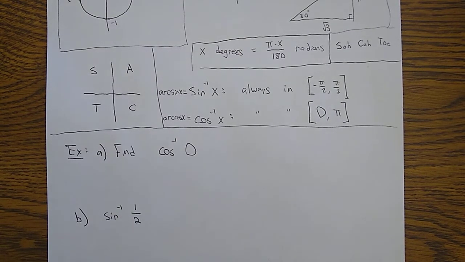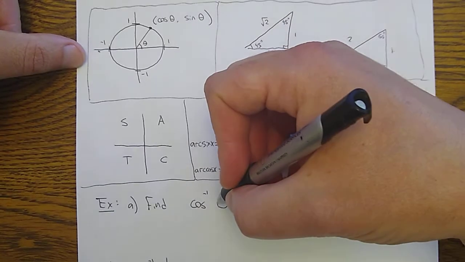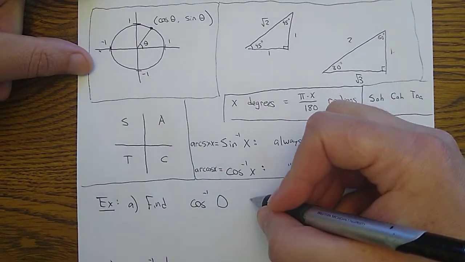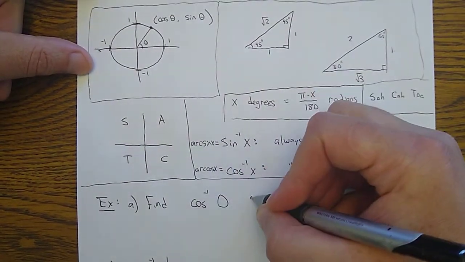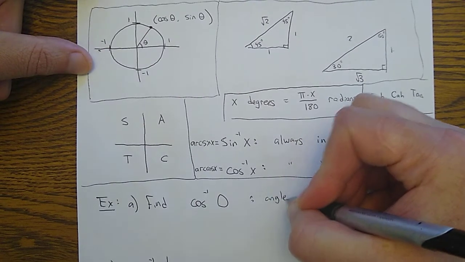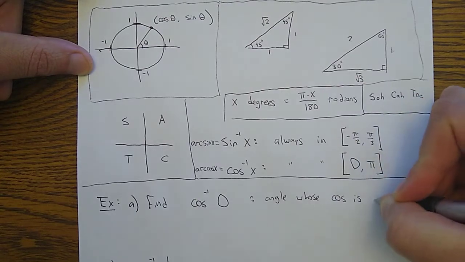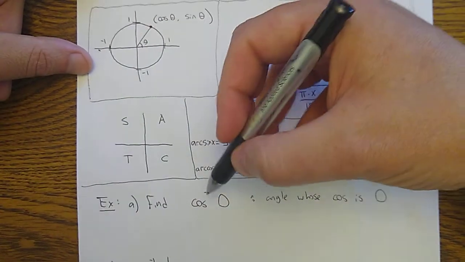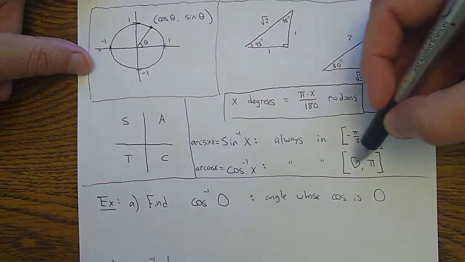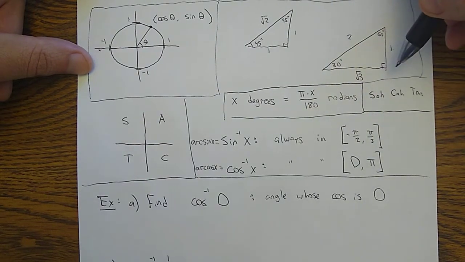So let's use this information to do a few things. Let's find the arc cosine of 0. I want to find an angle whose cosine is 0. And since this is an arc cosine, my answer should be between 0 and pi.